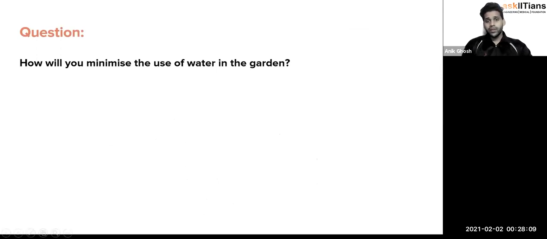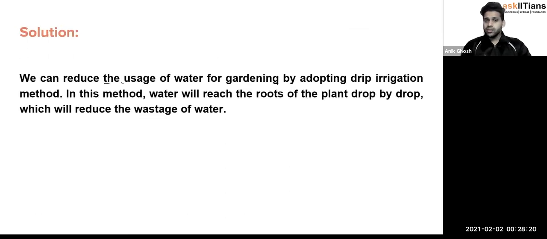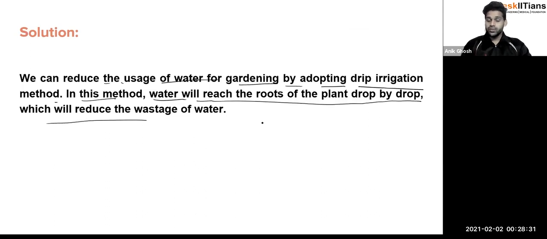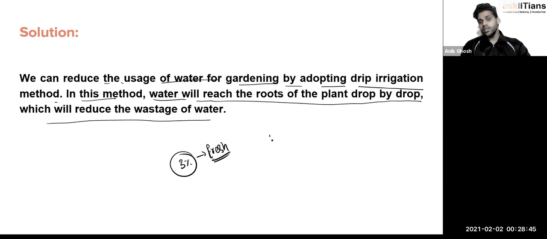Now let's see what are the frequently asked questions over here. How will you minimize the use of water inside the garden? We can reduce the usage of water inside the gardens by adopting the drip irrigation method. In this method, water will reach the root of the plants drop by drop, which will reduce the wastage of water. If you keep on using excessive water, then it would just get wasted. And we cannot afford that because only 3% of the water is fresh. And among that as well, 70% is not usable. So the remaining 30% is the water we can use, isn't it? So for that reason, we cannot afford the wastage of water.